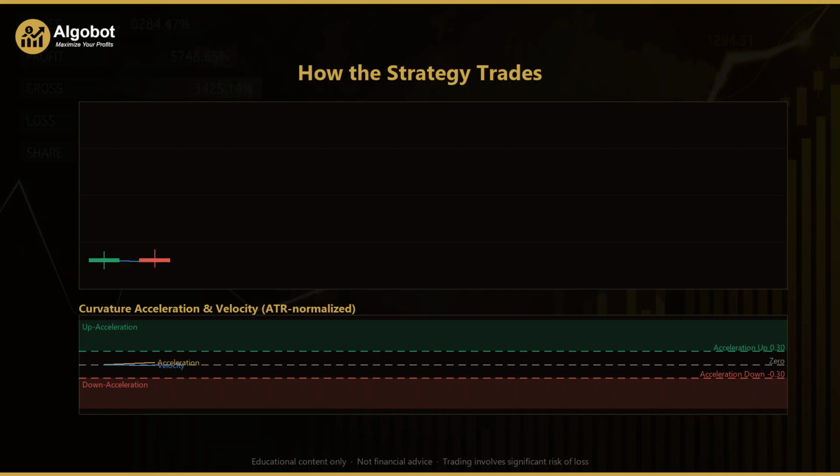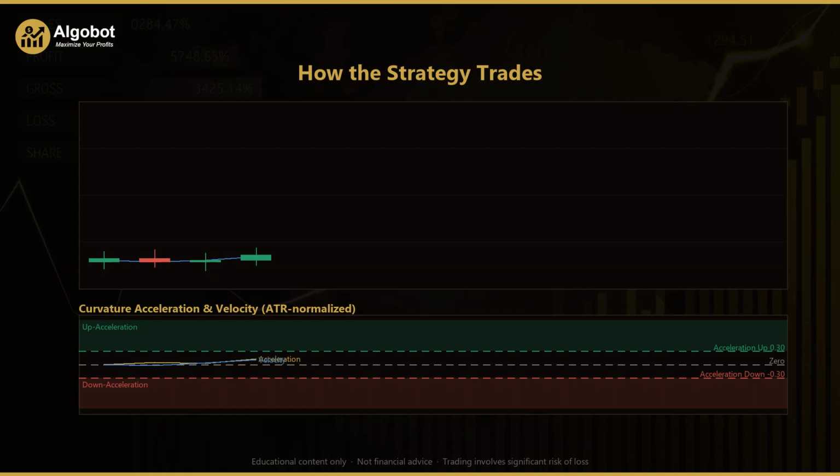Let's bring the logic to life on a chart. On top you can see the candles, with a smooth quadratic regression fit drawn over them in blue. Below is a subpanel showing the two readings the strategy actually cares about, the acceleration or curvature in gold and the endpoint velocity in blue. The dashed lines mark the acceleration thresholds at plus and minus 0.30, the default MinAccel.